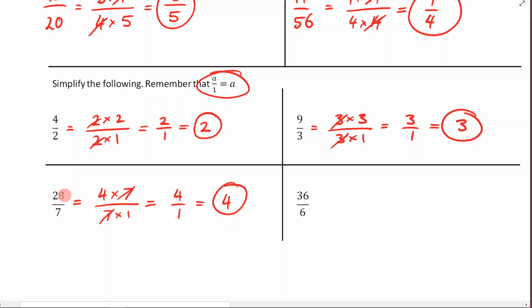So all we're doing here is we're saying 28 divided by 7 is 4, but you've just got to realize it's a whole number. It's no longer a fraction. And then the last one here, let's make this 6 times 6 over 6 times 1. These cancel, and I'm going to be left with 6 over 1, which is 6. Perfect. Let's keep on moving.